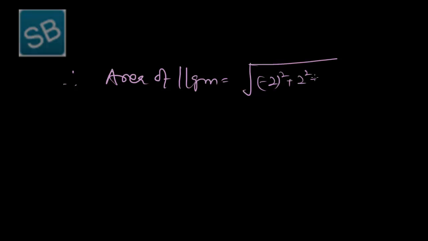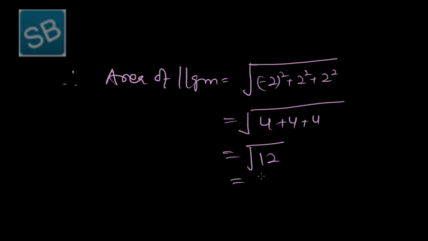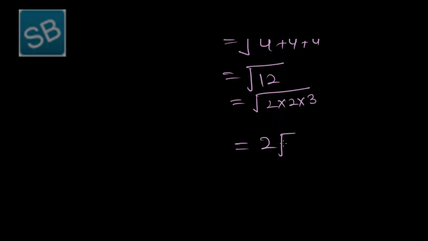Therefore, area of a parallelogram is under root minus 2 square plus 2 square plus 2 square, that is under root 4 plus 4 plus 4, that is under root 12, that is 2 under root 3. That is the required area of a parallelogram when we know the corresponding vectors along the two adjacent sides of a parallelogram. Now the next problem is problem 6.